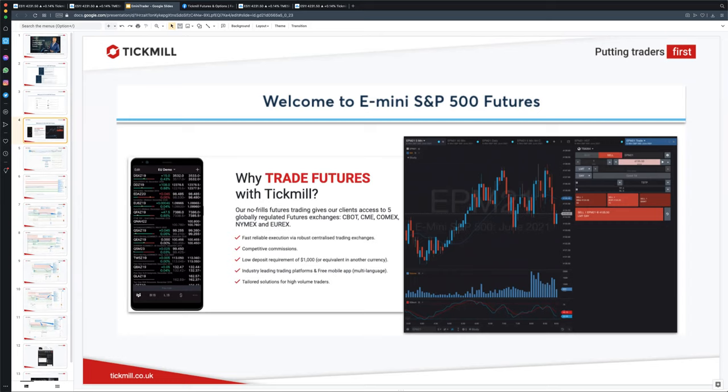It's got a low margin requirement, as I stated. To open a day trading position with Tickmill, you only require $1,000 to open a micro account. Remember, these are absolute minimums. You should be trading with much more capital behind your positions.